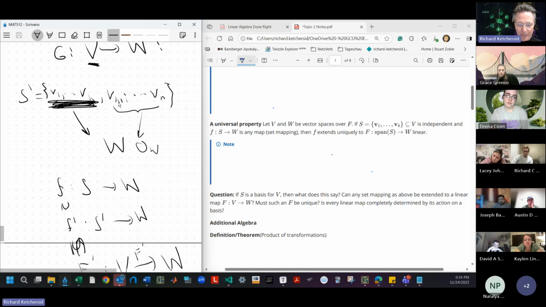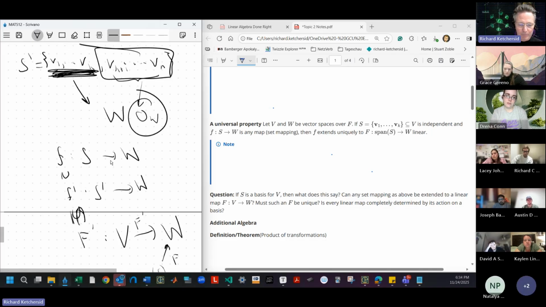Because when I did this extension, I can take these things and map them anywhere I want to. I could map them all to 0, right? And then that would be the null space there, okay?